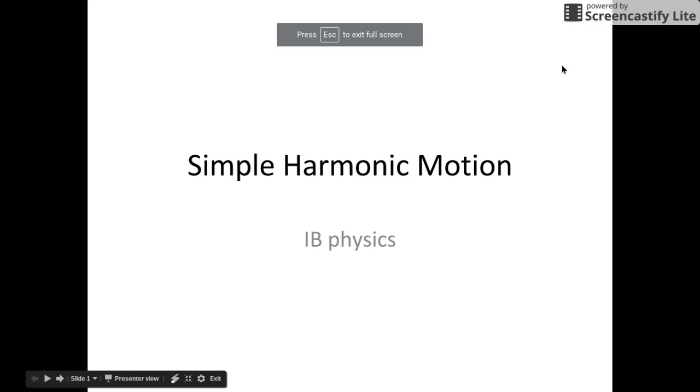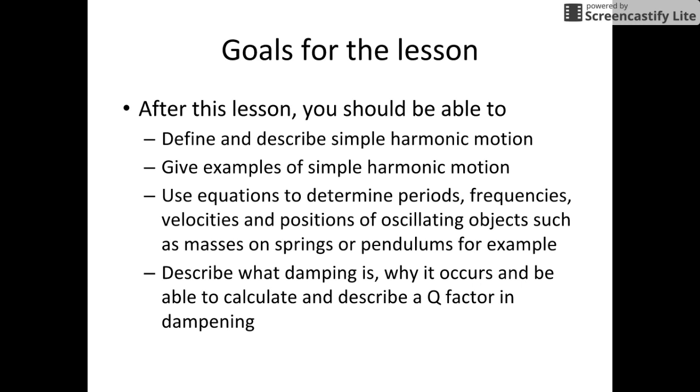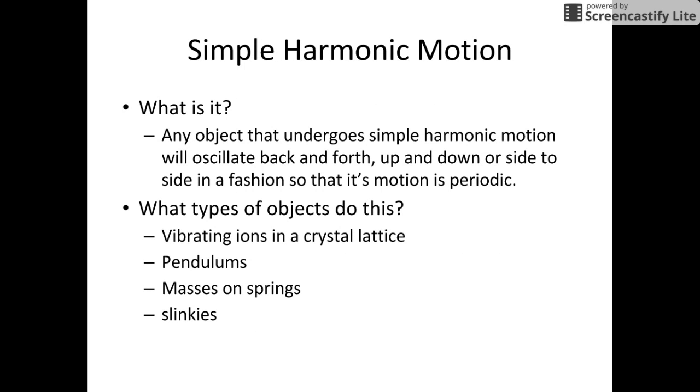Hello, this lesson is on simple harmonic motion for IB physics. The goals of this lesson: after this lesson you should be able to define and describe simple harmonic motion, give examples of simple harmonic motion, use equations to determine periods, frequencies, velocities, and positions of oscillating objects such as masses on springs or pendulums, for example, and describe what damping is and why it occurs and be able to calculate it using Q factor.